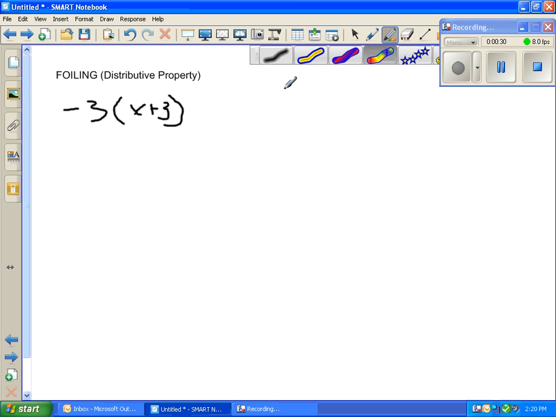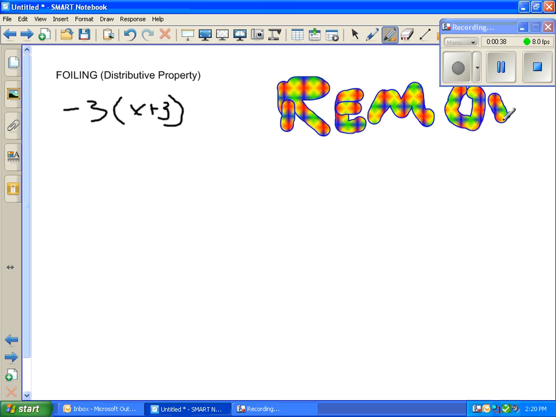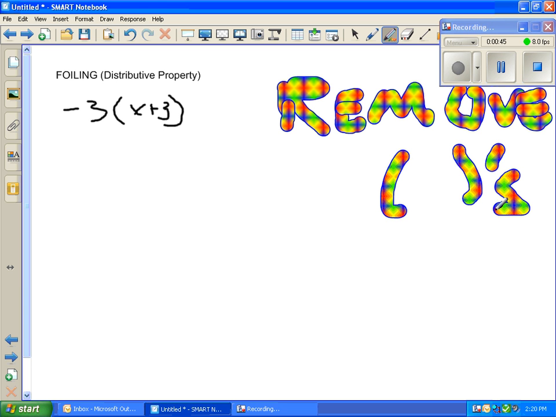We'll use a colorful thing. Remove. Oh, it's not coming out right. Remove. There we go. Remove parentheses.